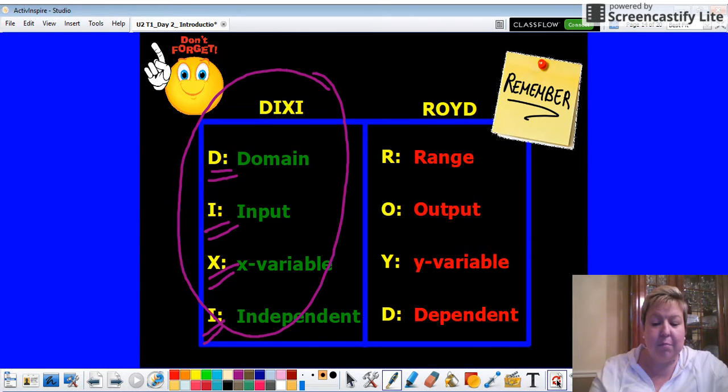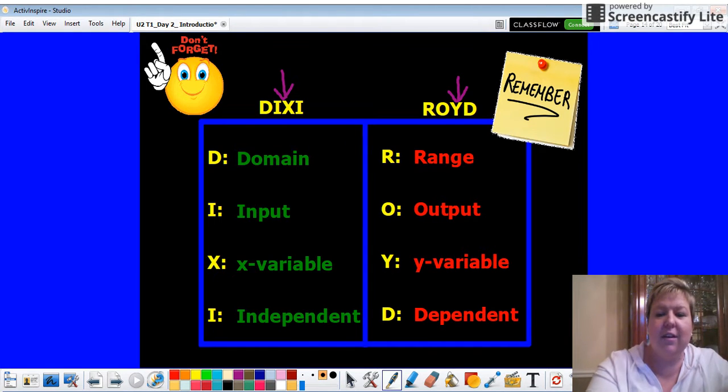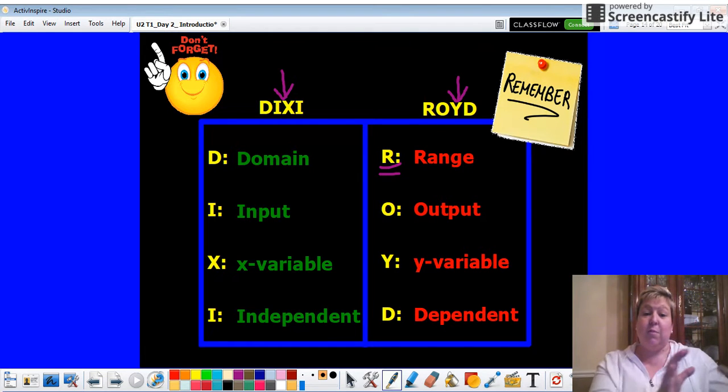The ROID part is everything else. So you guessed it: if DIXIE was X, then ROID is going to be everything associated with the Y value. The R stands for range. Instead of being the domain of that graph, the range of our graph is when we look north and south. It's when we look at all those Y values.